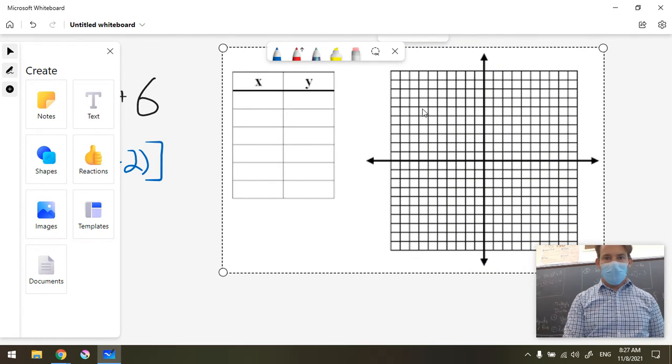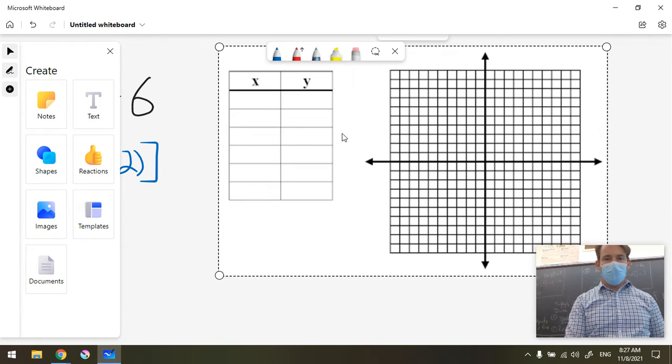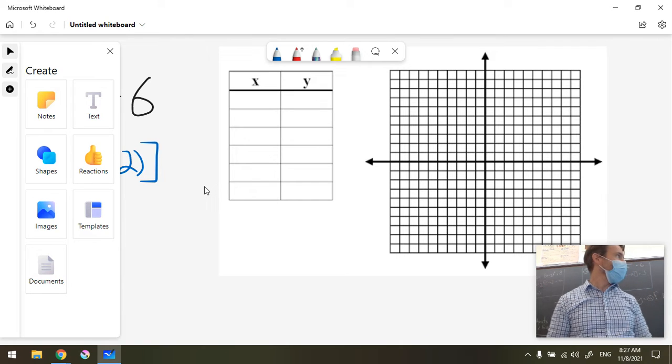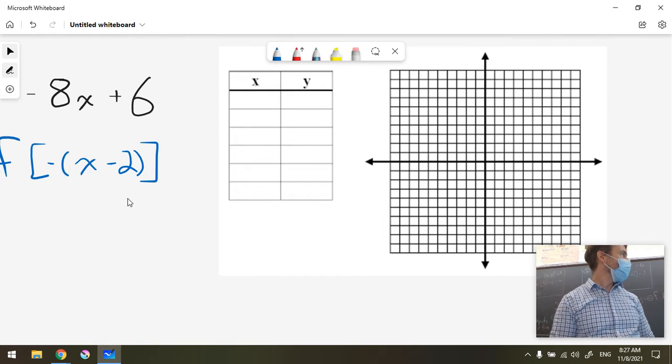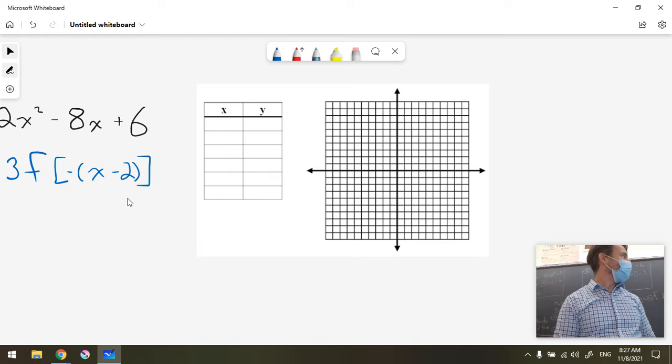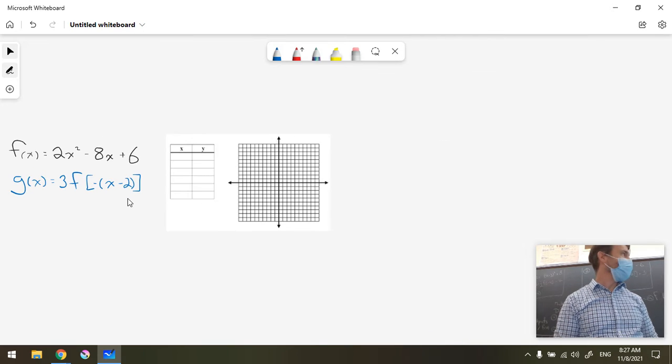Okay, so I am going to be graphing f of x, which is 2x squared minus 8x plus 6.